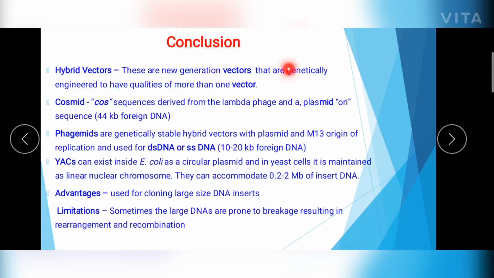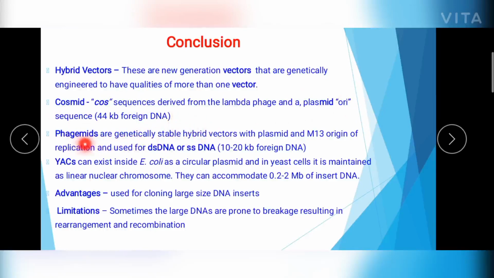At the end, let's recap some of the main points which we have covered in this session. Hybrid vectors, or new generation vectors, are genetically engineered to have qualities of more than one vector. We discussed the Cosmids. A Cosmid is a hybrid vector containing a cos site derived from lambda and an origin of replication derived from a plasmid, and it is able to accommodate about 44 kb of foreign DNA.